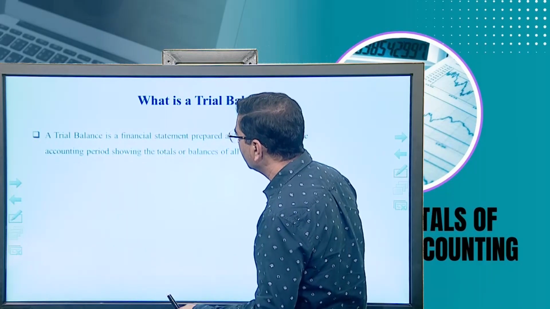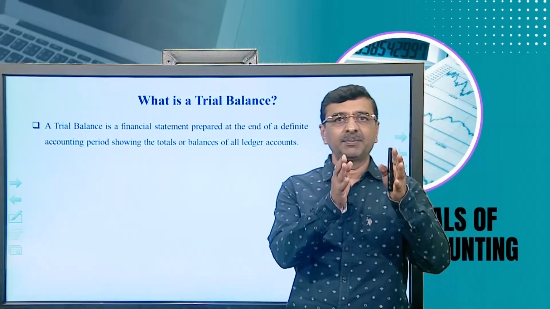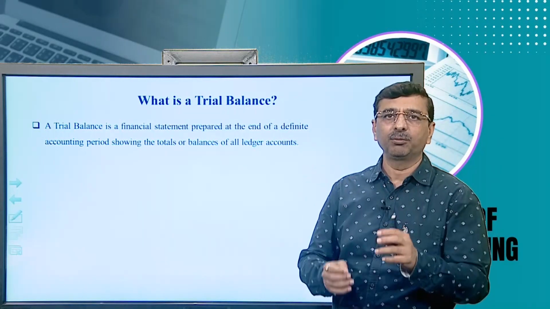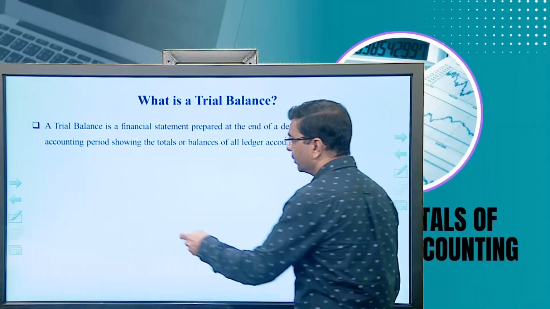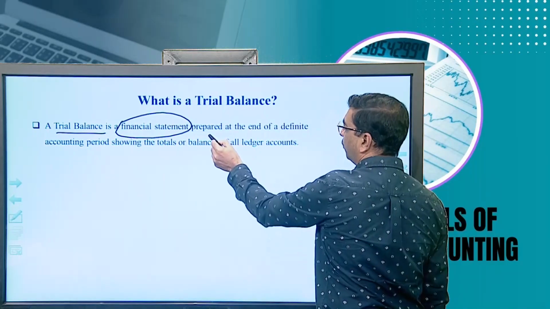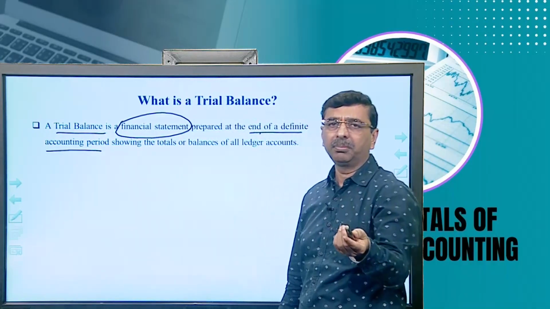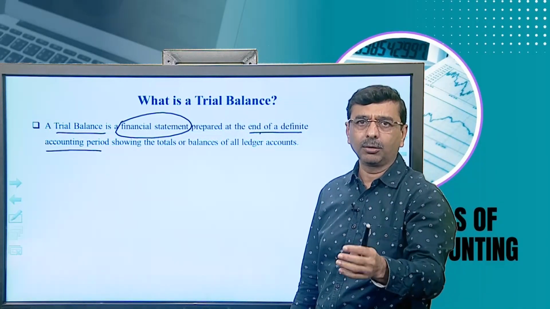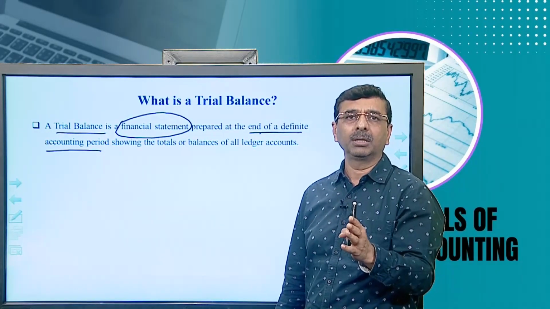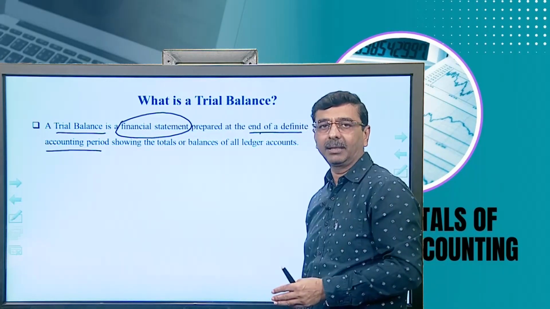The trial balance is actually a kind of statement where we find out the specific balances at the end of a stipulated time or at the end of a specific period decided by the organization. Ultimately, the trial balance is a kind of financial statement prepared at the end of a definite accounting period. A definite accounting period can be the end of the year or maybe the end of 6 months or something like that. That also depends upon the guidelines, rules and regulations that apply to preparing statements.